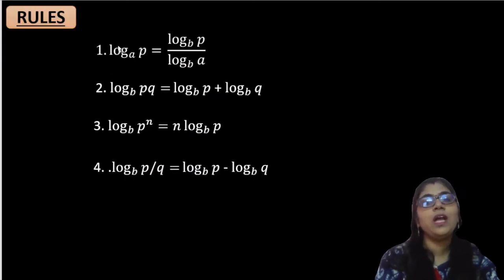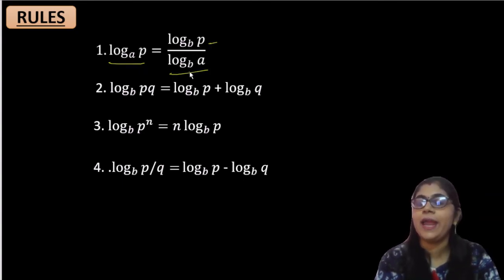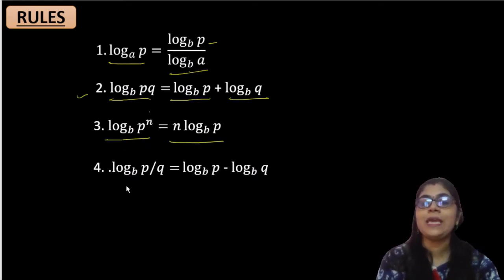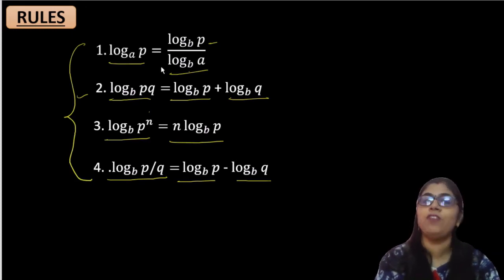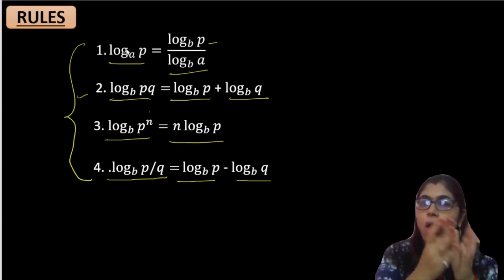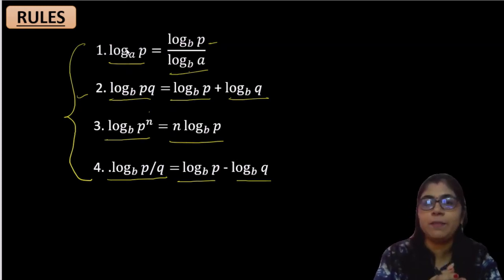Before moving to logarithmic differentiation, let's recall some rules of logarithms. Log p to base a is equal to log p to base b divided by log a to base b. Number 2, log pq equals log p plus log q. Log p to the power n equals n log p. Log p by q equals log p minus log q. These are some basic rules of log, and we are going to apply all of them in our logarithmic differentiation.